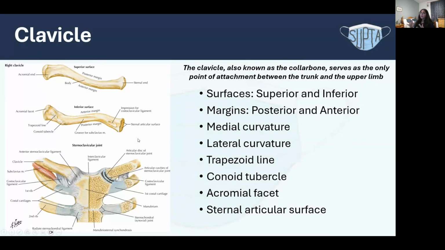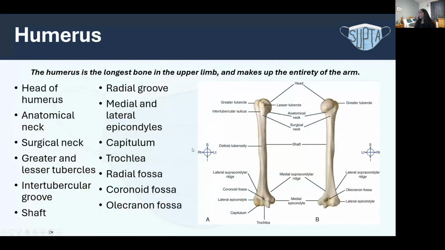And the clavicle, one really interesting feature about it is that it is the only point of attachment between the trunk and the upper limb. So as you know, we have an axial skeleton and we have an appendicular skeleton. Your appendicular skeleton is basically your limbs, and your axial skeleton's your trunk. So the clavicle is the bone that connects your upper limb to your trunk. So very interesting feature.